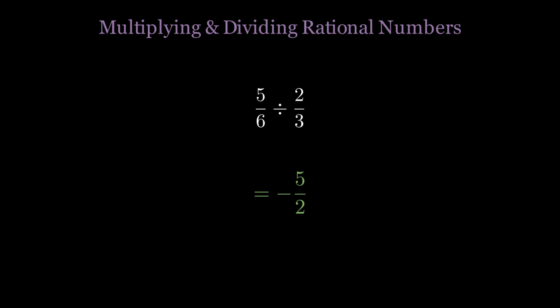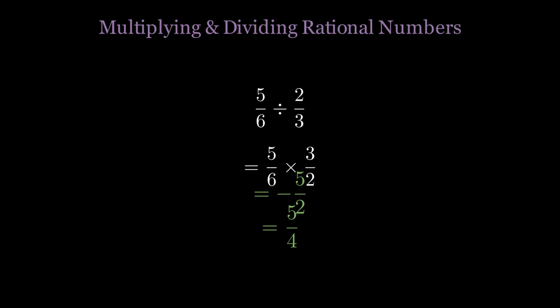Let's solve 5/6 divided by 2/3. To divide fractions, we use the keep change flip rule. We keep the first fraction, convert the division operator into multiplication, and invert the second fraction into its reciprocal. Now it becomes a basic multiplication problem.